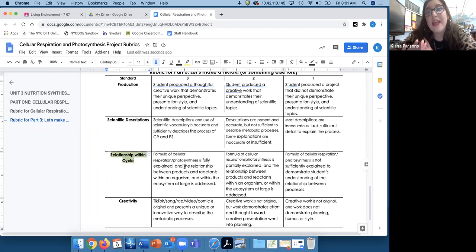You can do it in a more simplistic way. It does not have to be a TikTok. It can be a comic. But again, if you're making a comic, it's not just a diagram. It has some element of story to discuss this relationship, to discuss this cycle.